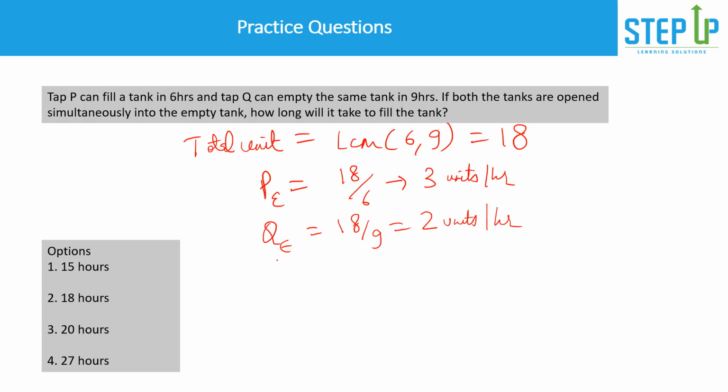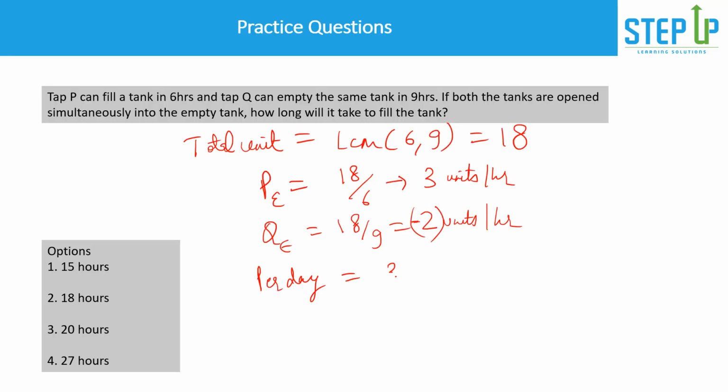Now the question is, if both the taps are opened simultaneously and one is filling, the other is emptying. So please remember, this Q is emptying. That means this is minus 2, not plus 2. Always remember, don't make this mistake. So per hour, how many units of water are getting filled? It's 3 minus 2. That means per hour, 1 unit is getting filled.